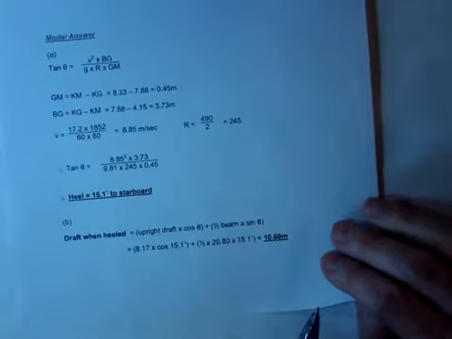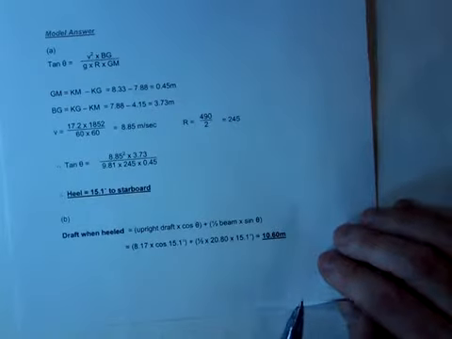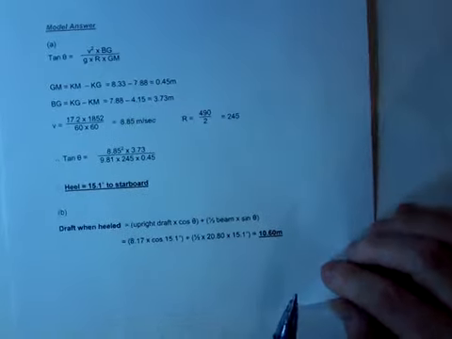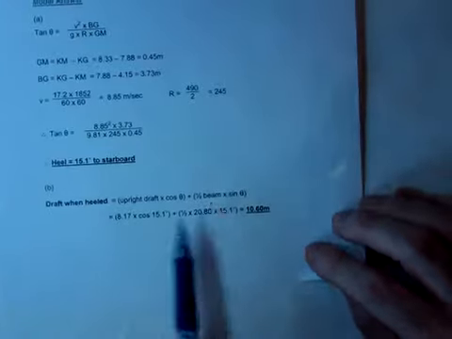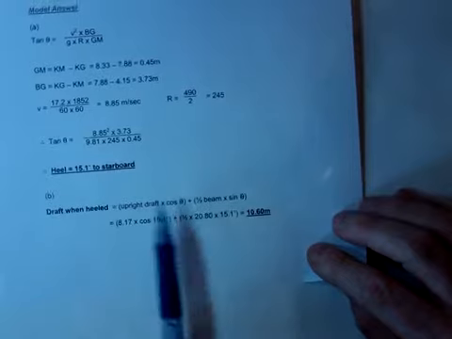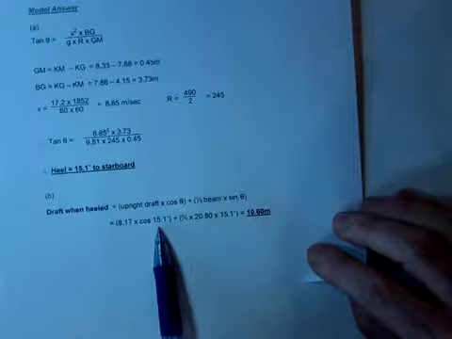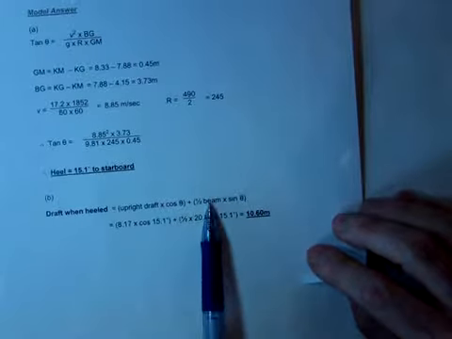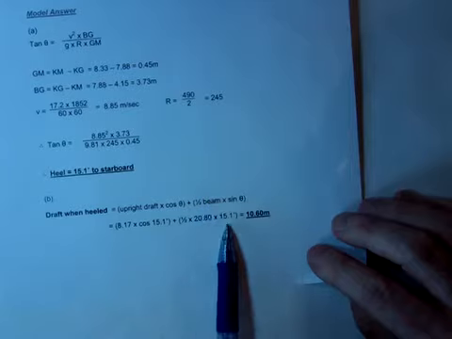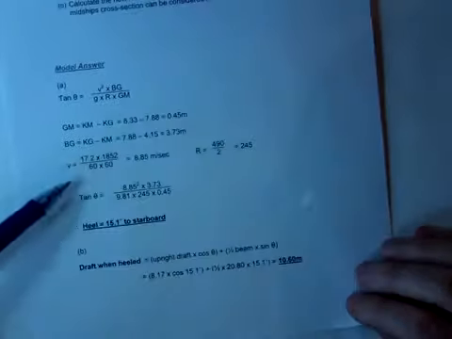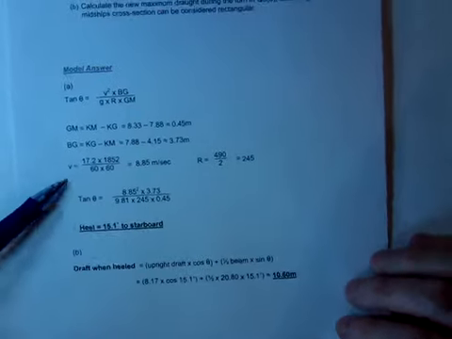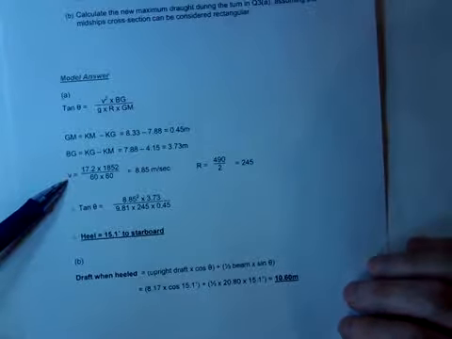It's a pretty straightforward question, a nice question to get as long as you know which formula to use. For the draft when heeled, just use your normal formula: the upright draft times cos theta, where theta is the angle, 15.1, plus half the beam times sine of theta, 15.1 again. So draft when heeled is pretty straightforward, 10.6 there. And the angle of heel, don't forget it's to starboard if you're turning to port.